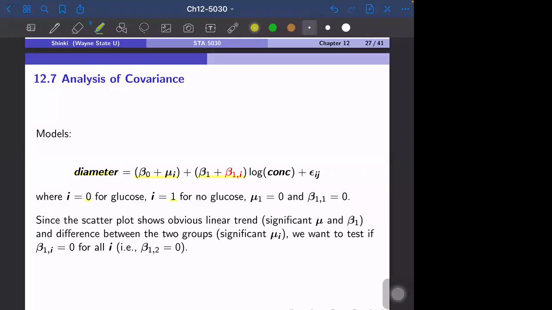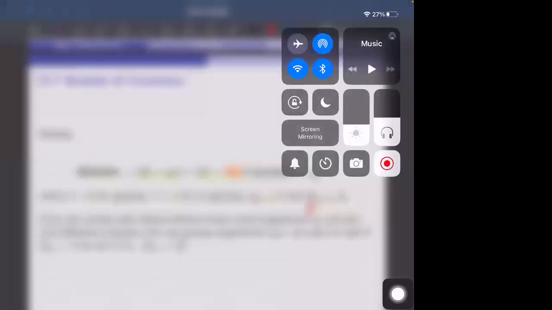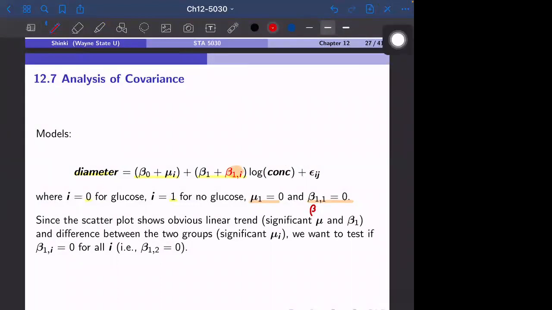So our interest is whether or not the slopes are different. That means we want to test this beta 1i. Since the baseline should be 0, mu1 is equal to 0 and beta 1 is equal to 0. So here we only have two groups. So basically we want to test if beta 1, 2 is equal to 0. So this is the null hypothesis, and the alternative is beta 1, 2 is not equal to 0.